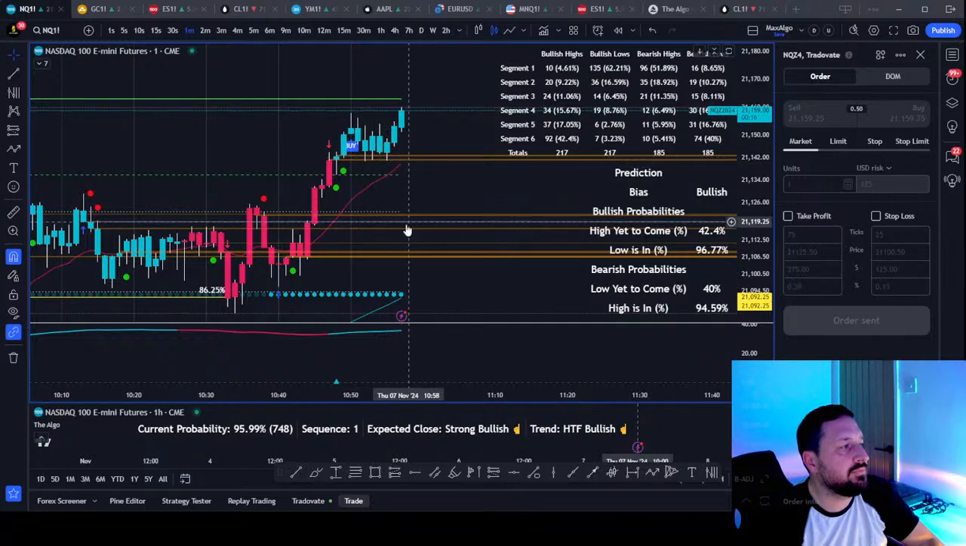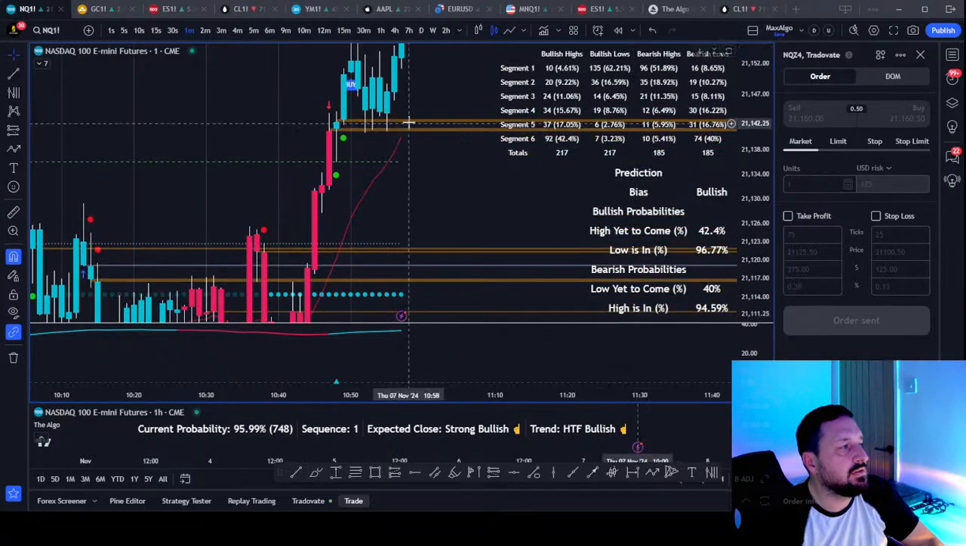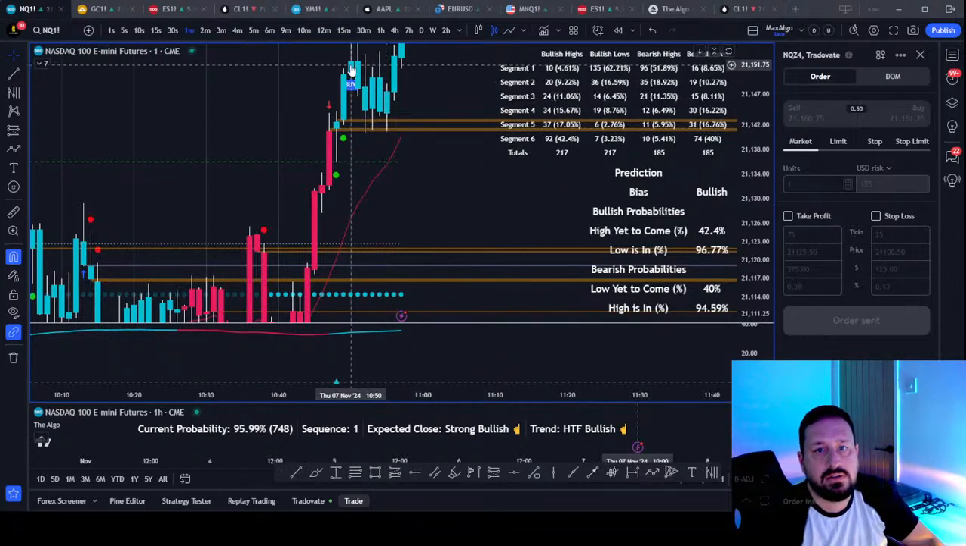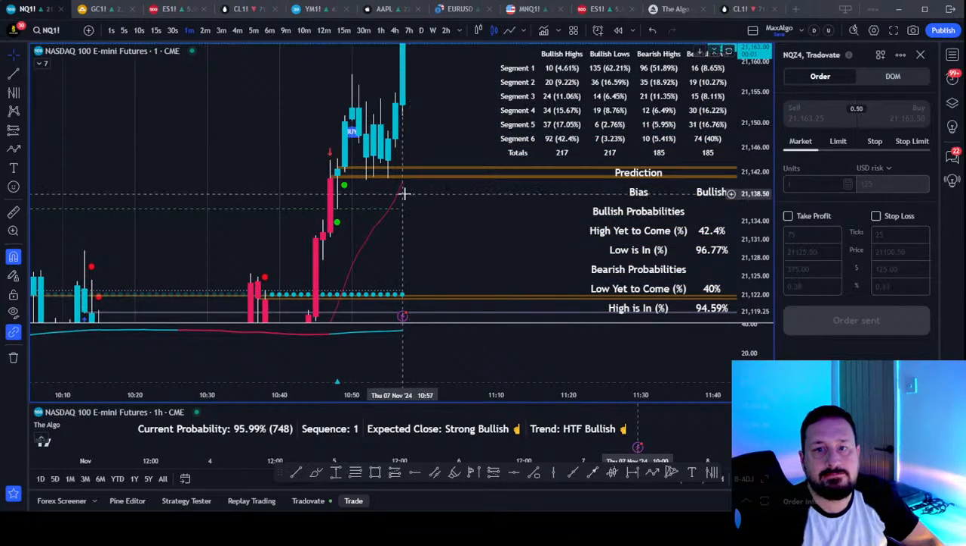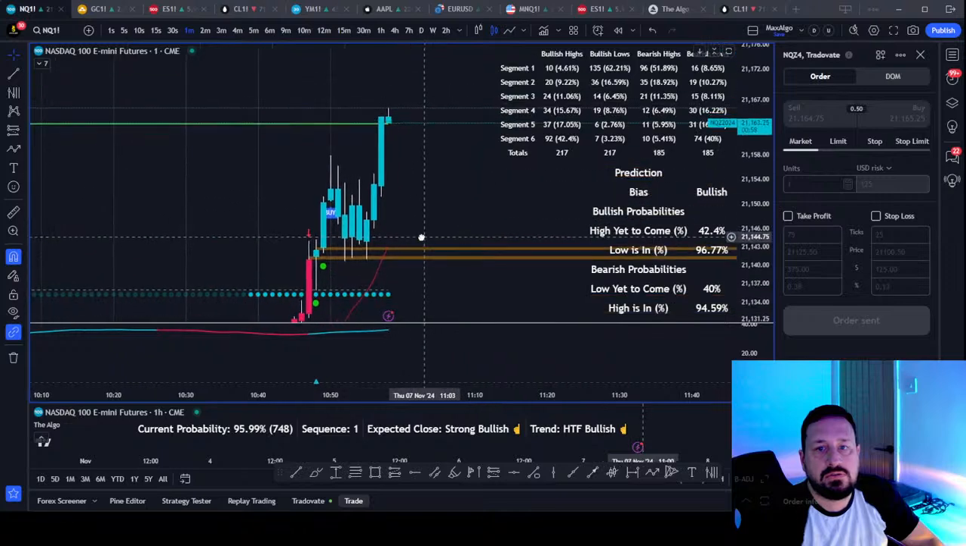Look at that. See how we come, we reject, we hold it. Of this big bullish move. Would have been a great trade. I like it.